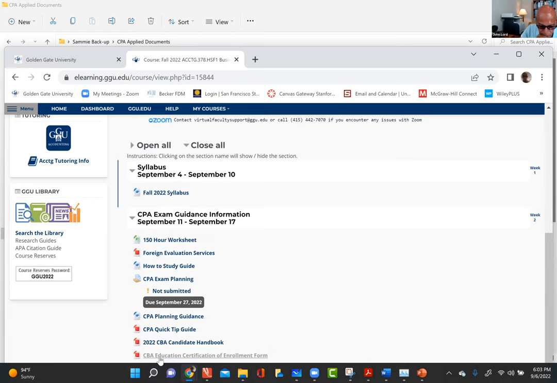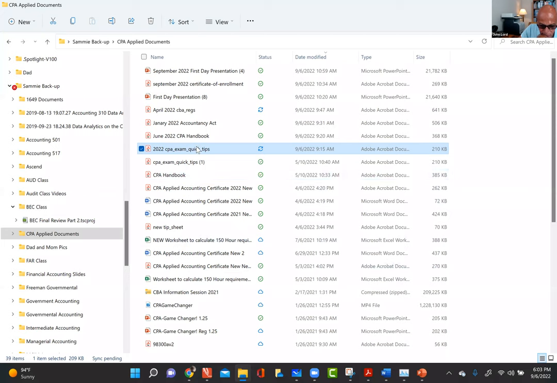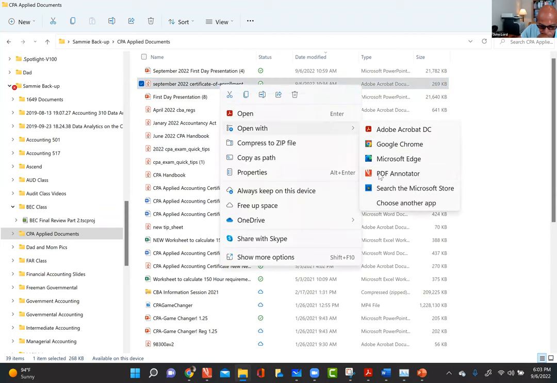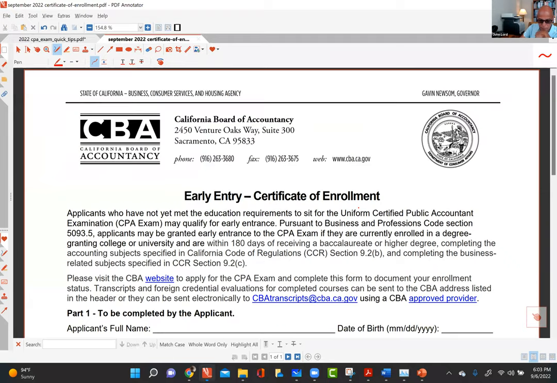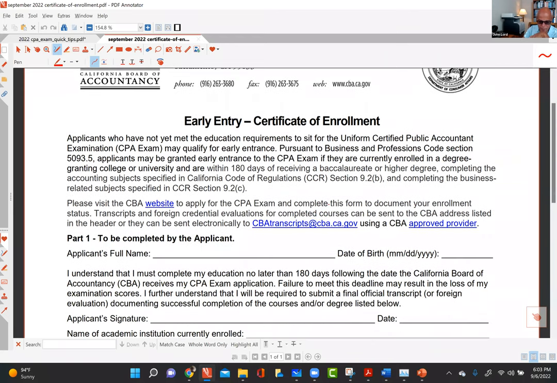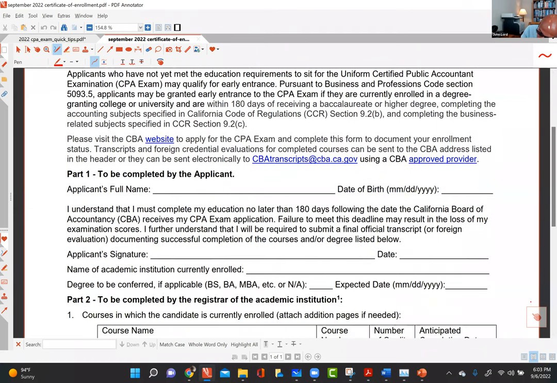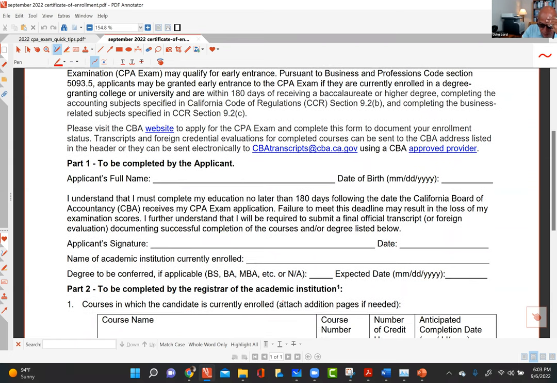Right here, this certification enrollment form. Okay. And so I'm going to go ahead and open that here. Okay, and they are going to require that you provide this, okay? And you have to put your name, your date of birth, your signature, the name of the institution that you are currently enrolled in, degree expected to be confirmed, expected date, okay? Now, at this time, they are not requiring that GGU fill out part two. That's going to change.